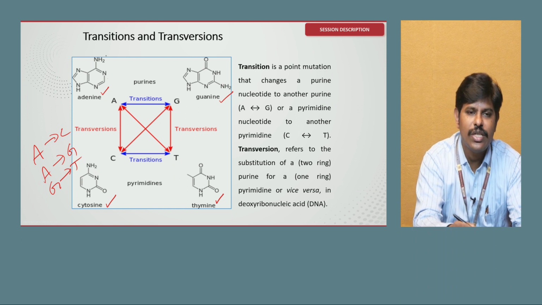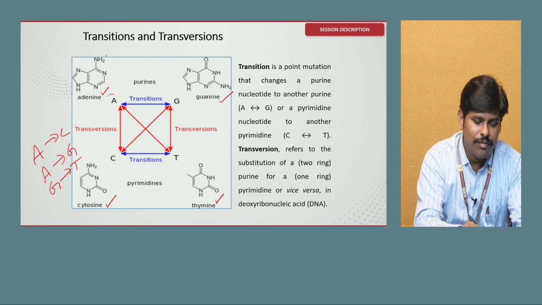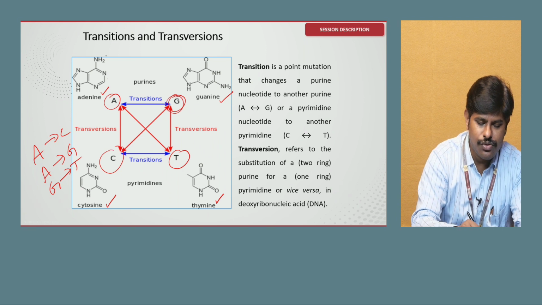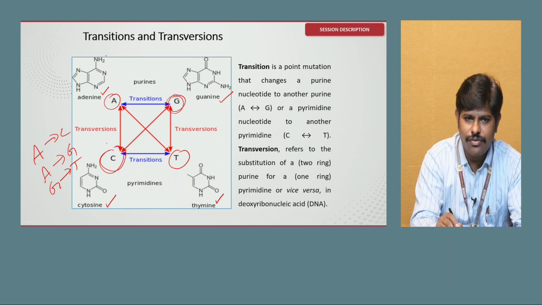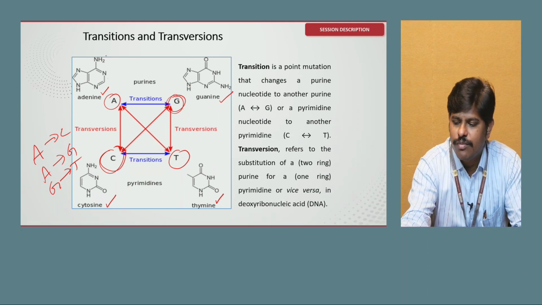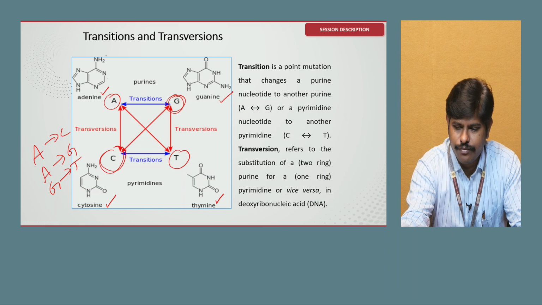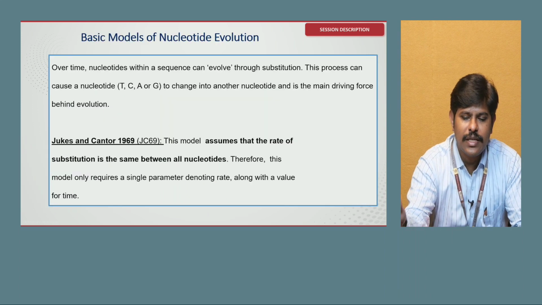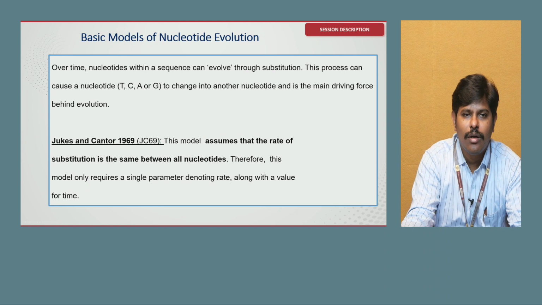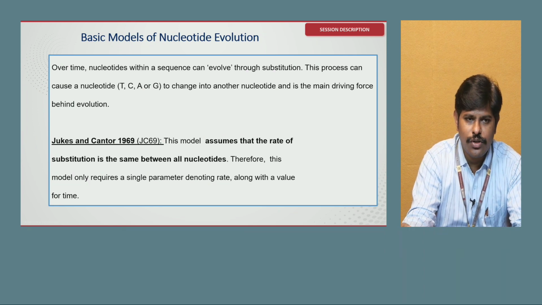Transversions: if a purine is changing to a pyrimidine, that means adenine is changing to cytosine, or guanine is changing to thymine, or guanine changing to cytosine, we call these transversions. So there are 4 transversions and 2 transitions possible for 4 nucleotides here. Basically, with this knowledge, scientists have developed models of nucleotide evolution.